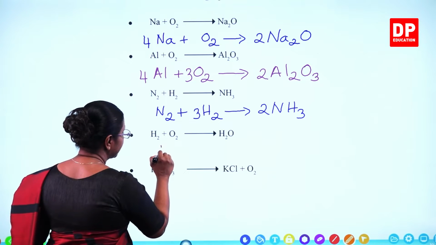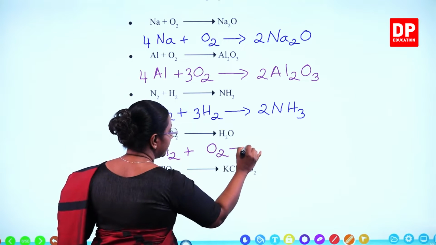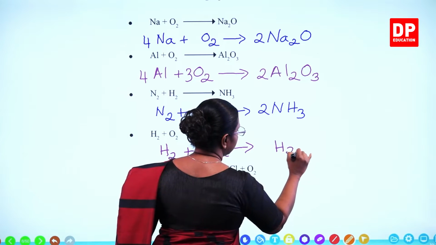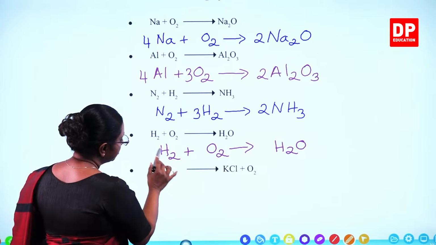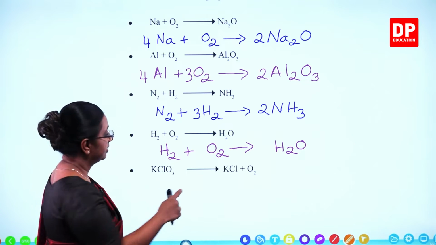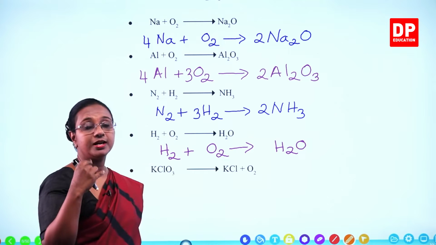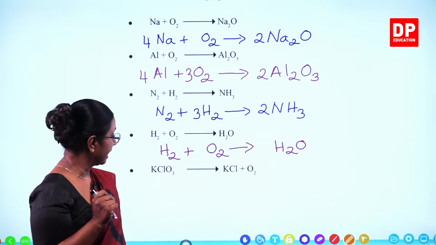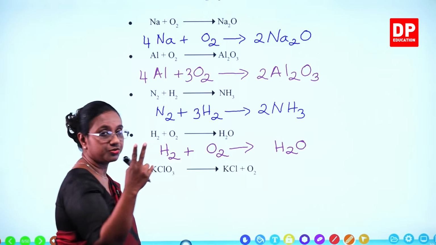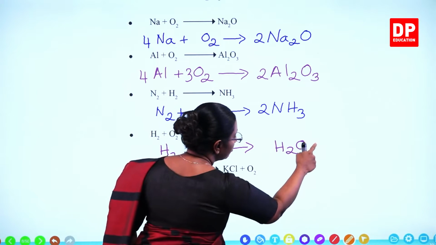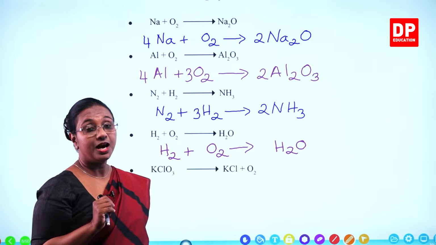We write the reaction again, H2 plus O2 giving rise to H2O. Now check the number of atoms. H2 means 2 hydrogens. H2O again has 2 hydrogen atoms. So that is balanced. But if you take oxygen, O2, 2 oxygen atoms, H2O has only 1 oxygen atom. So we need to balance that. How do we do that?